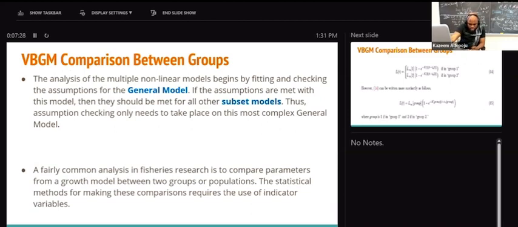Now the question is, should we consider a model where the 2 groups have separate values for the parameters, which we're actually going to call a general model? Or should we consider a model where they have 1 parameter in common? I'm referring to the 2 groups now. Maybe they have K in common, or they have T0 in common, or they have L infinity in common. Or should we consider a model where they have 2 parameters in common?